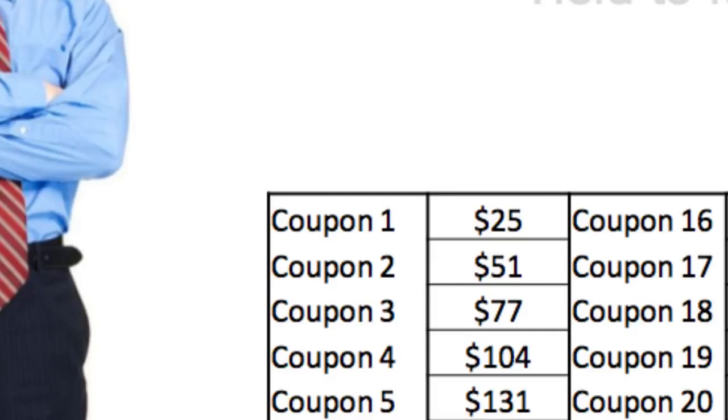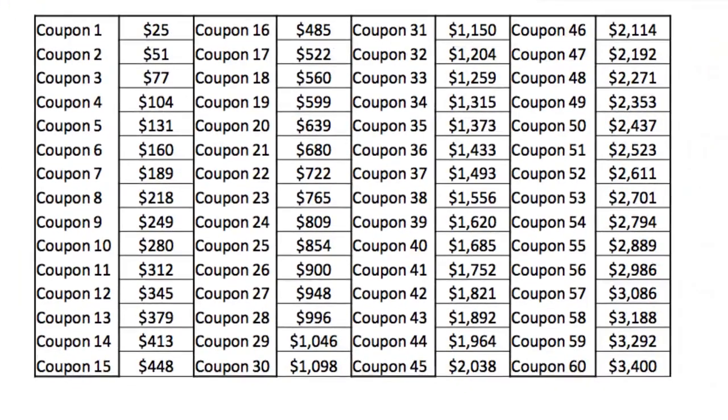So each one of these coupons, we're assuming that the previous amount, that previous total, is compounding at 5%. So as you can see, when we go through these coupons, when you get up to the 60th coupon, Jesse would actually have $3,400 at the end whenever he receives his last coupon payment.